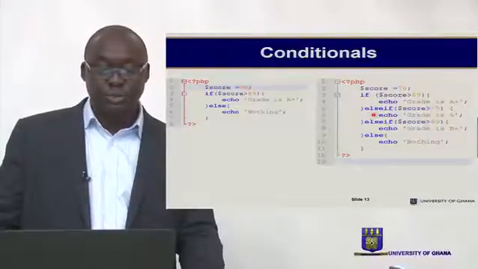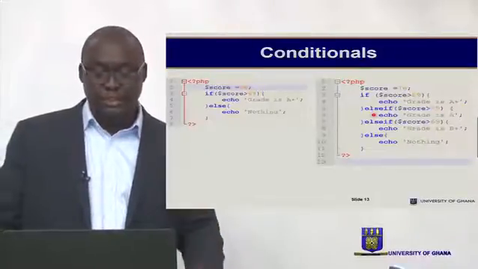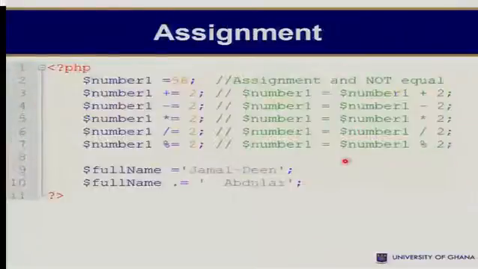Then you can also use the if-else-if statements to do multiple tasks, like echoing out the grade of a particular score. All right, so next is assignment. Assignment in PHP is the equal sign. You declare a variable on your left, and then whatever you want to give to the variable comes from your right. In between them is your equal sign.